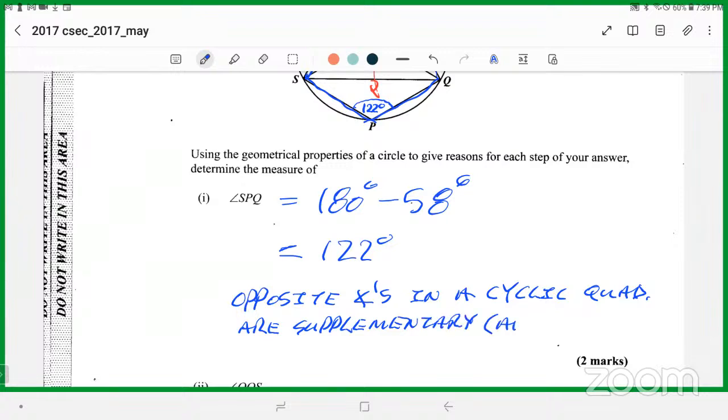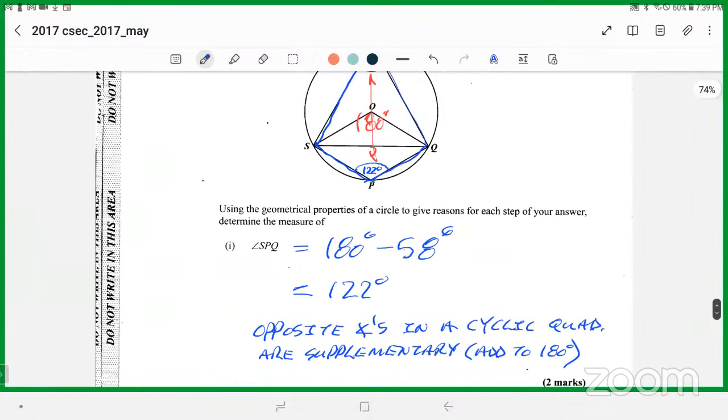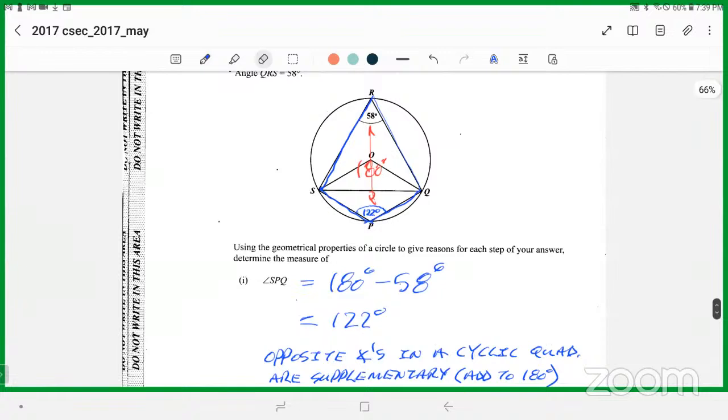Meaning that they add to 180 degrees. That's what supplementary means. All right, that's the reason for that one. Opposite angles in a cyclic quadrilateral add to 180 degrees. All right, that gives us the first angle there.